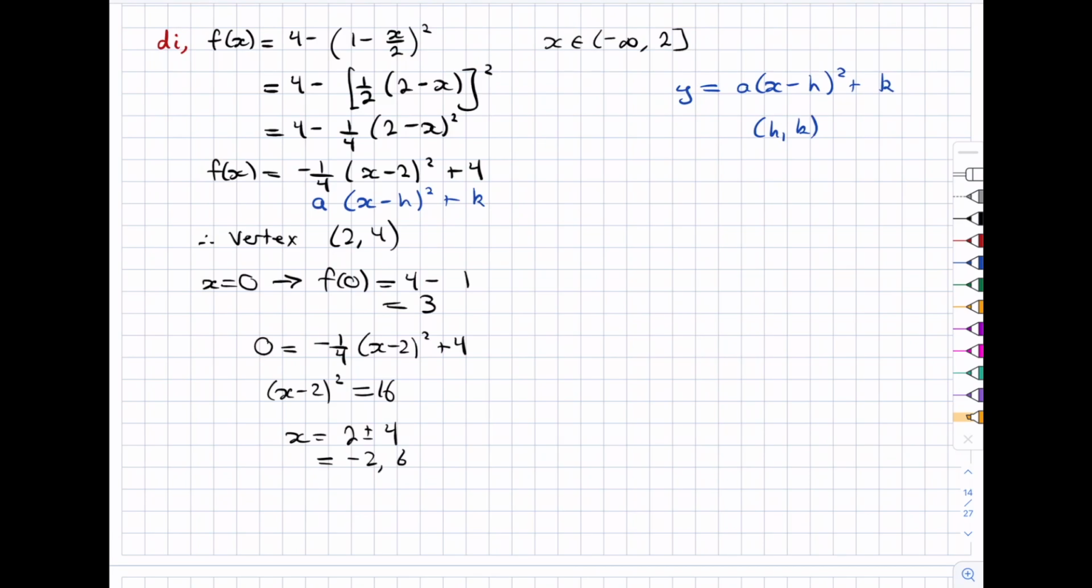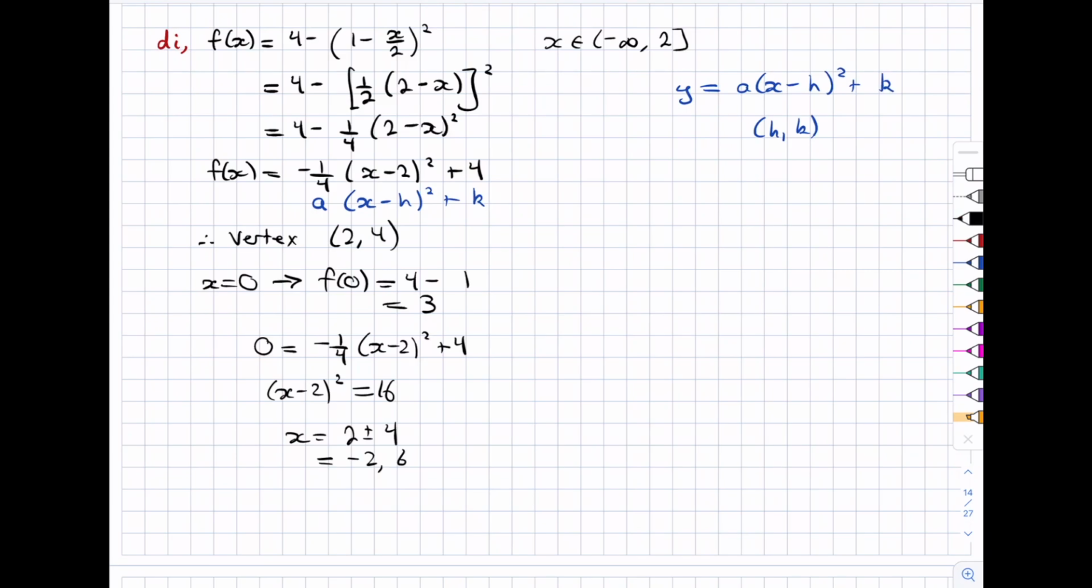But of course, we look at our domain. Our domain is everything less than or equal to 2, so we would actually reject this value here. But you can see that if we weren't restricted, these would be the 2 x-intercepts of our parabola. Okay, and it might not be a bad idea to just have that in the back of your mind, just so you can orient yourself when you're drawing your parabola.